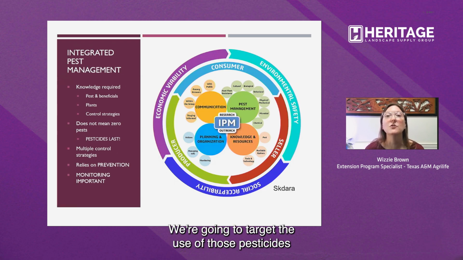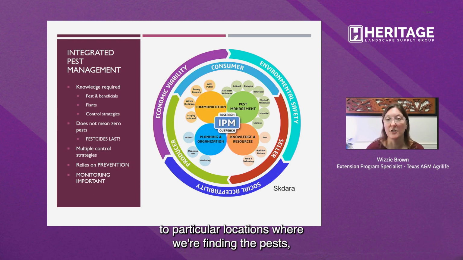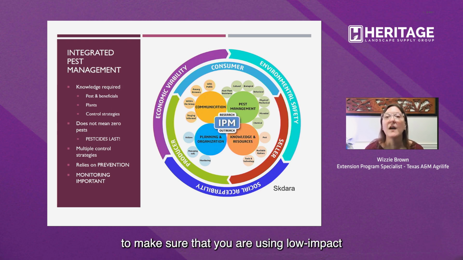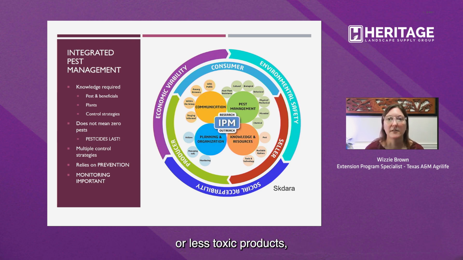With an IPM program, typically we will use pesticides as a last resort. We're going to target the use of those pesticides to particular locations where we're finding the pests, and that can help conserve beneficial insects that are helping you manage pest populations. The other thing with pesticides is that you want to make sure that you are using low impact or less toxic products, again, to help conserve those beneficials.